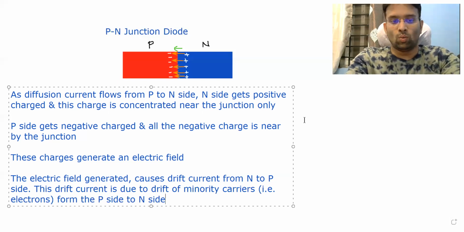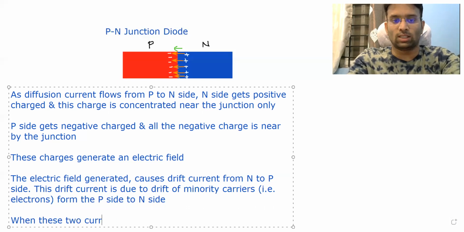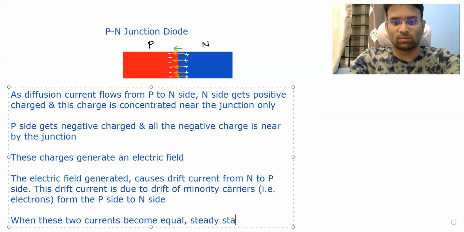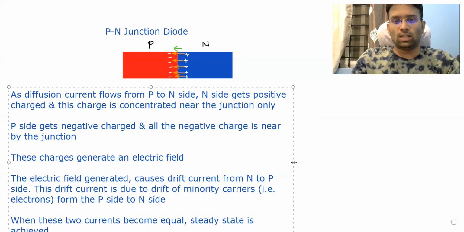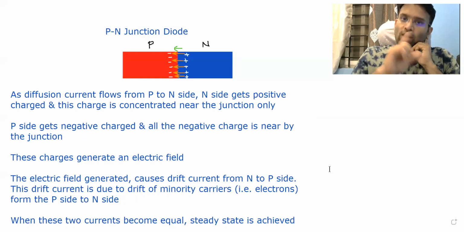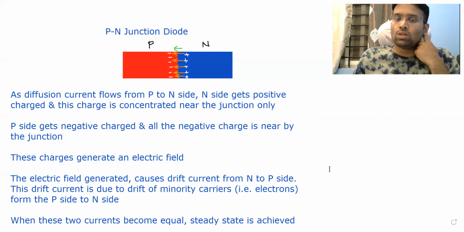Now, when these two currents that we have discussed become equal, steady state is achieved. So we say that there is a steady state that is being achieved when these two currents become equal. Now, although the number of electrons is small, because on the P side they are minority carriers, the strength of the electric field is so large that it will cause enough current.